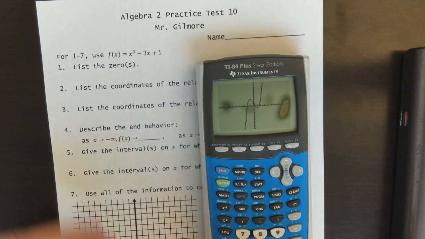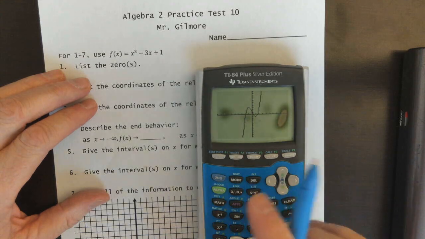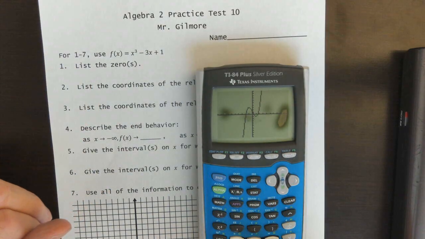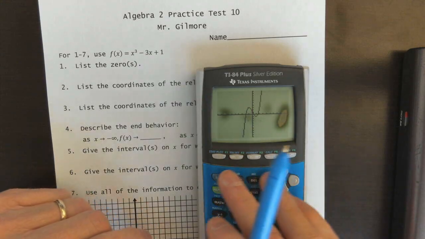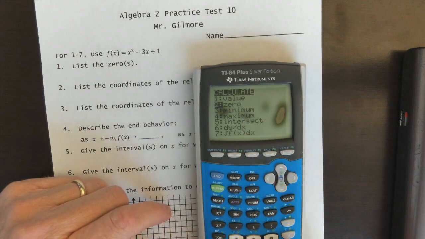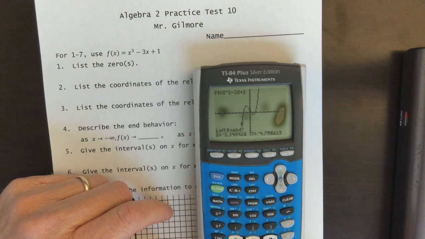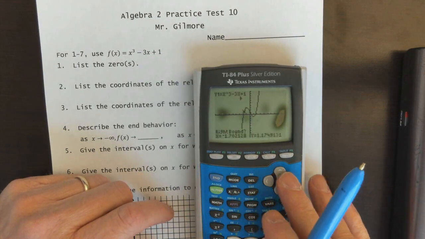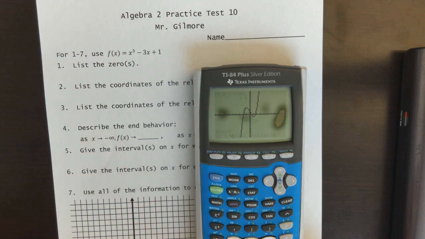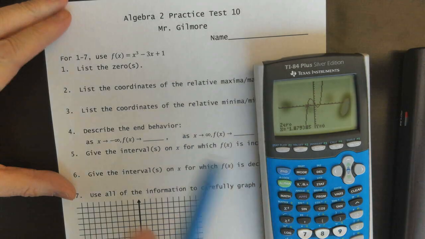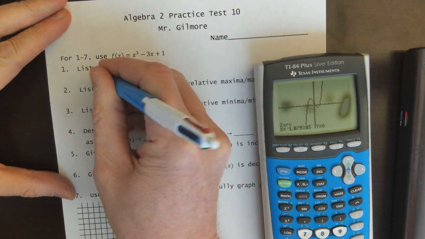Okay, looks reasonable. List the zeros. I see 3 zeros. One here, and one here. So second calc, we go left bound, right bound, guess, enter, negative 1.88. I'm going to round to the nearest hundredth here.